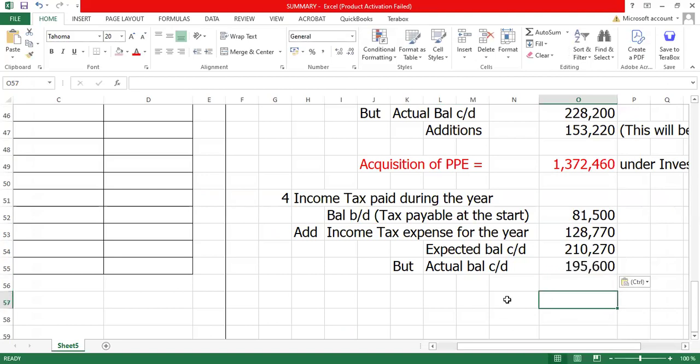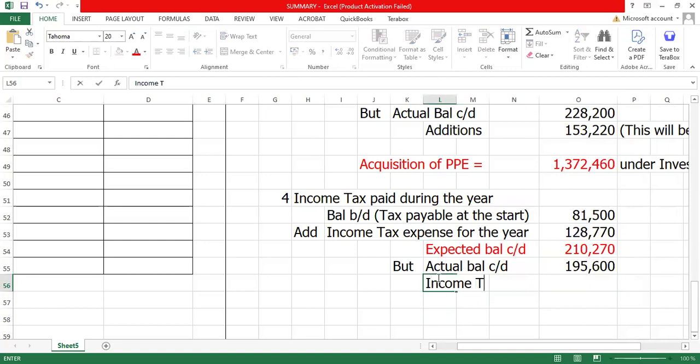So the question is, how much did this company pay as income tax during the year? You expected to find the tax payable to be this, but now the tax payable is this. So it means that the difference between these two figures is what the company paid. This is income tax paid. This one minus this one. This is income tax paid.